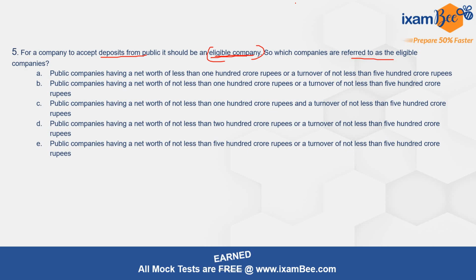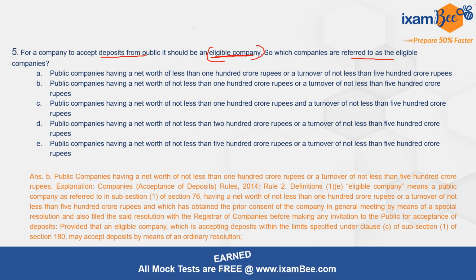And correct option with respect to this particular question is B. Our option number B is correct, which is public companies having net worth of not less than 100 crore rupees or a turnover of not less than 500 crore rupees is termed as eligible companies.